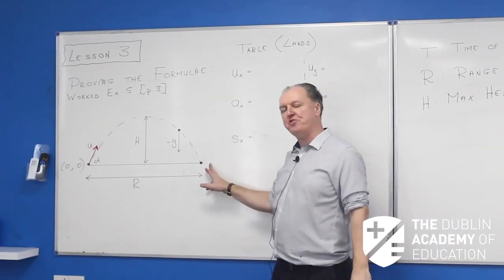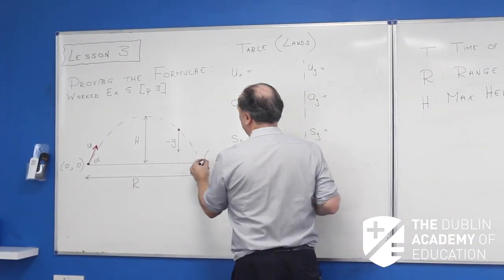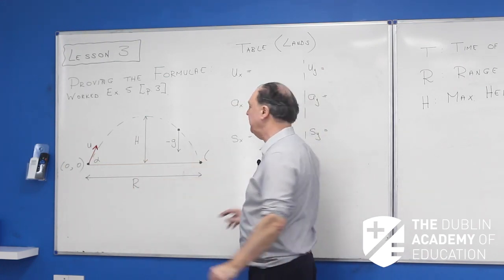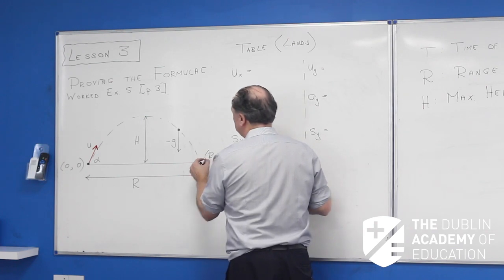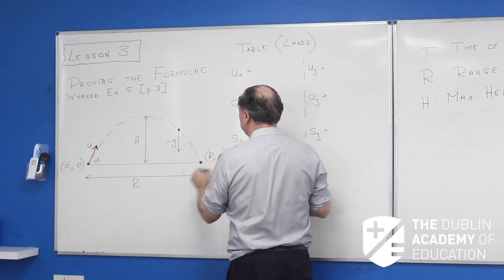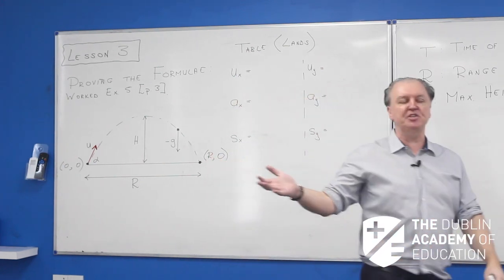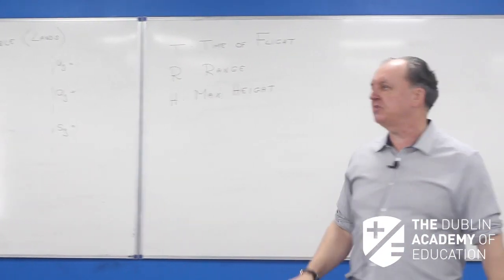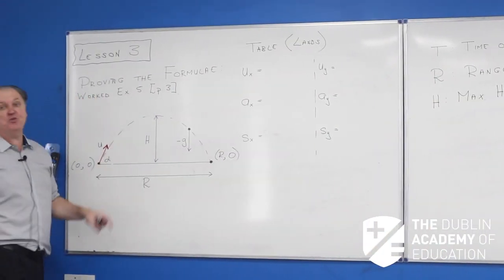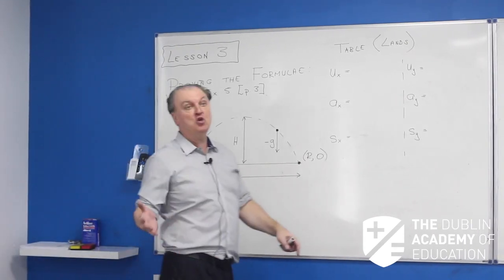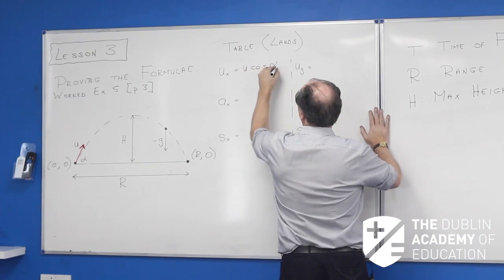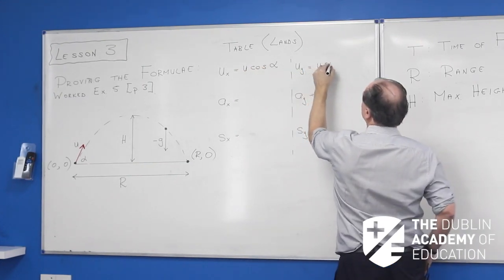Always write in the coordinates of where it lands. Well, how far does it go out? Sx here is that horizontal range. And how far does it go up and down? It lands at the same level, so that's 0. So let me put the information in now. I've launched it with a speed u at an angle alpha to the horizontal. So therefore ux is u cos alpha and uy is u sine alpha.